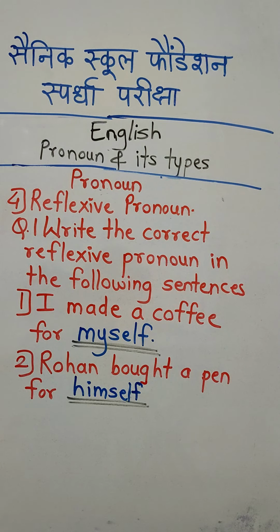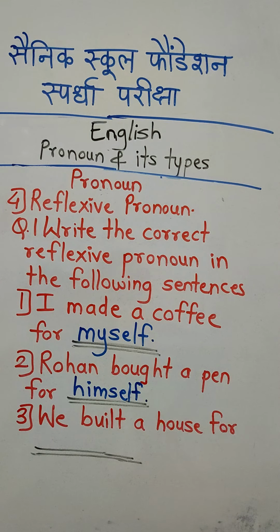Now the third sentence is given, we built a house for dash. In this sentence, we have been given the pronoun we. That means we are going to write the correct reflexive pronoun for the pronoun we, that is ourselves, because it is in plural form. So here we will get the sentence, we built a house for ourselves.